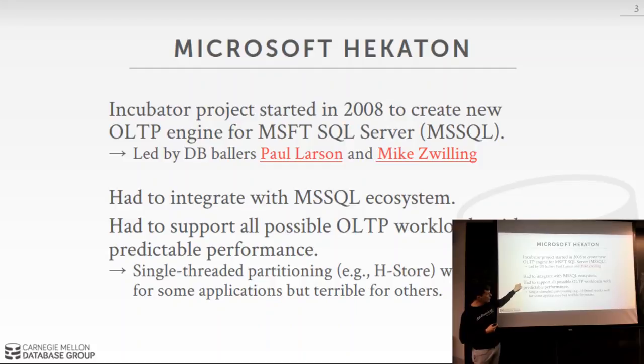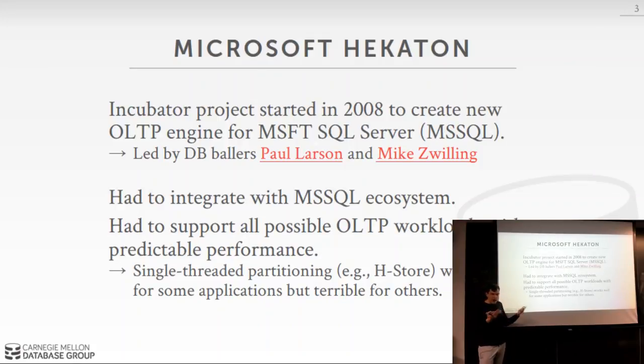And then the second issue they had to deal with is that they needed to make sure that the new engine provided predictable performance for all OLTP workloads. So what I mean by that is they couldn't have a new engine where for 90% of the applications you got much, much better performance, but then for some unlucky 10% you got worse performance than you would with regular SQL Server. And you saw this behavior in the Silo paper when I showed that one graph with the partitioned version of Silo, which is essentially based on the H-Store OLTP protocol, where if all your transactions are single partitioned, it got amazing performance.